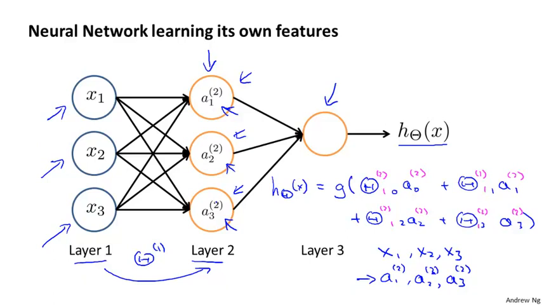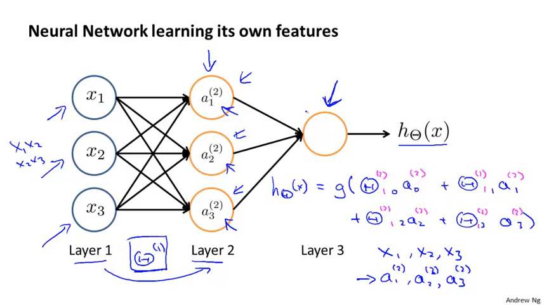And as you can imagine, depending on what parameters it chooses for theta 1, you can learn some pretty interesting and complex features, and therefore you can end up with a better hypothesis than if you were constrained to use the raw features x1, x2, x3, or if you were constrained to, say, choose the polynomial terms, x1, x2, x2, x3, and so on. But instead, this algorithm has the flexibility to try to learn whatever features it wants, using these a1, a2, a3 to feed into this last unit that's essentially a logistic regression unit.